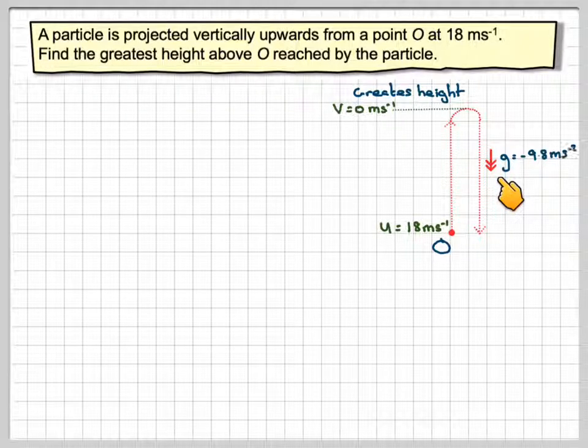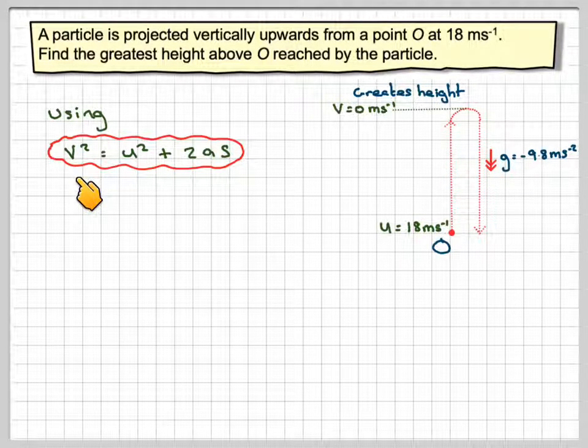And then what's acting against the particle will be gravity, which is 9.8. But if it's going downwards, we'll make it -9.8 because we're going to consider downwards as negative and upwards as positive. So using v squared is equal to u squared plus 2as, we can use this because we've got a constant acceleration. This time the acceleration is -9.8, and substitute in.